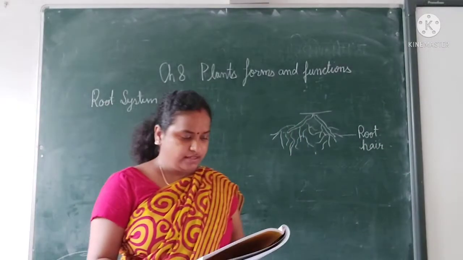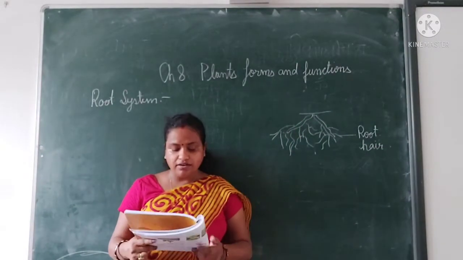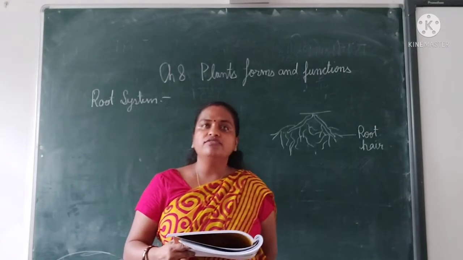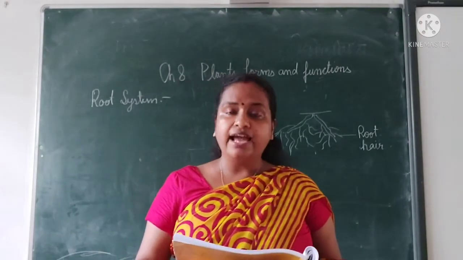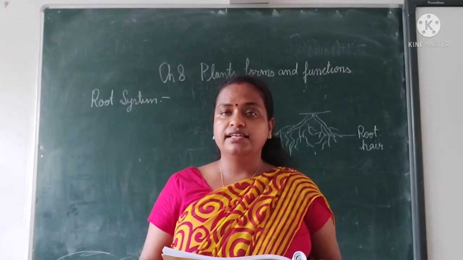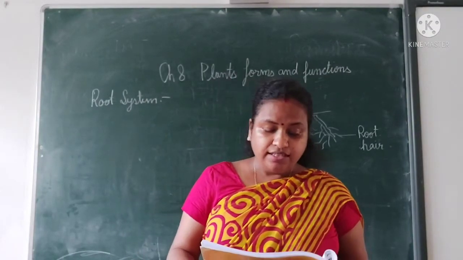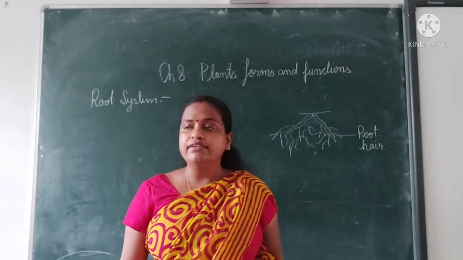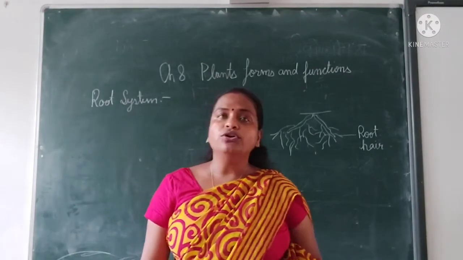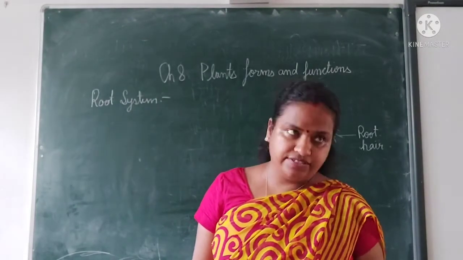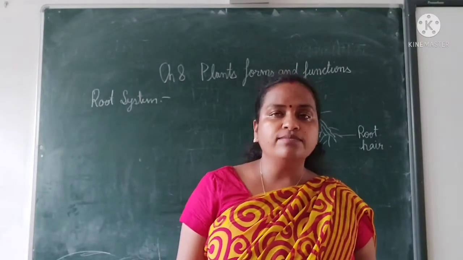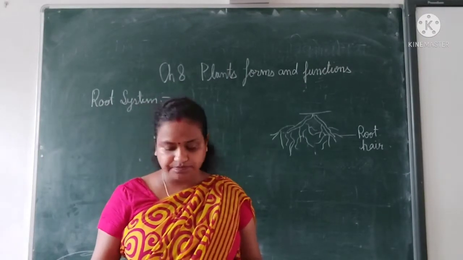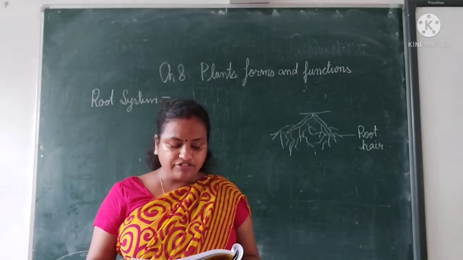Okay. Now, the root fixes the plant firmly in the soil. What does the root help the plant with? It fixes the plant firmly in the soil. They absorb water and minerals from the soil, which are needed by the plants to grow. Why do we need water for plants? The root provides water to the stems and leaves. It takes water from the ground and transports it to the other parts of the plant like leaves, stems and all.